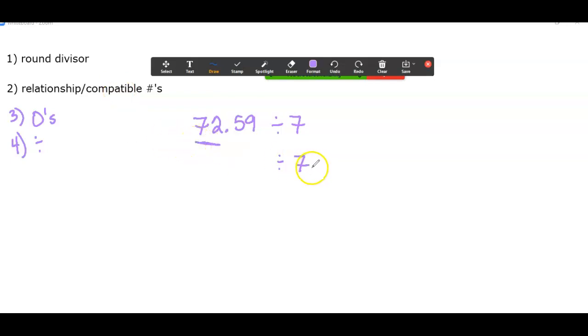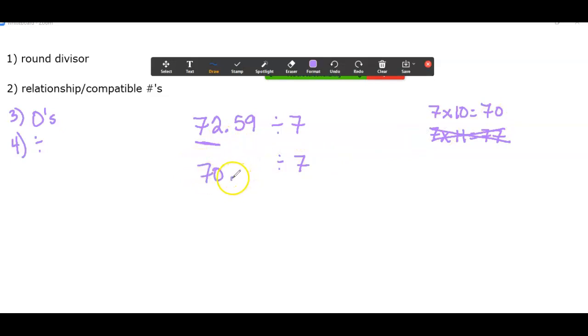Does 7 have a relationship with 72? Well, I know that 7 times 10 is 70, and I know that 7 times 11 is 77. This would be too much. So I'm going to go with this one. I'm going to change this to 70.